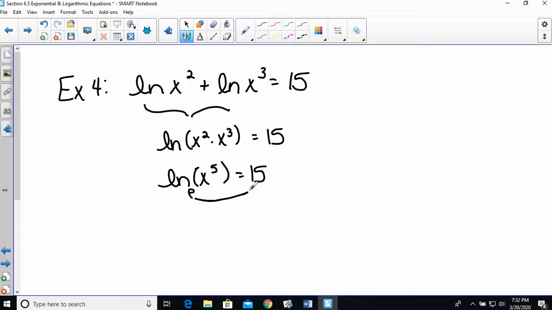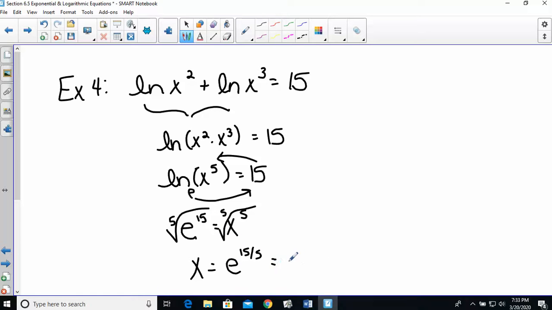The base of a natural log is e. So e to the 15th equals x to the 5th. To get rid of a 5th power, you do a 5th root. Because it's an odd root, you don't need a plus and minus. The 5th root would be e to the 15th, which is just like e to the 15 over 5 power if we wrote it in rational form, so your answer is e to the 3rd. And you could give me a decimal for that if you desire.